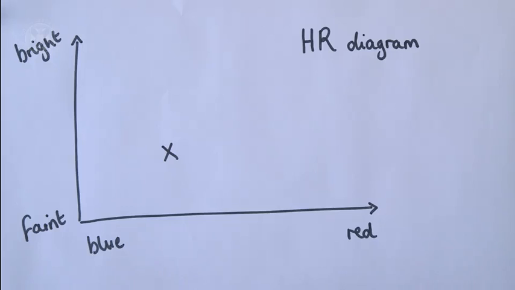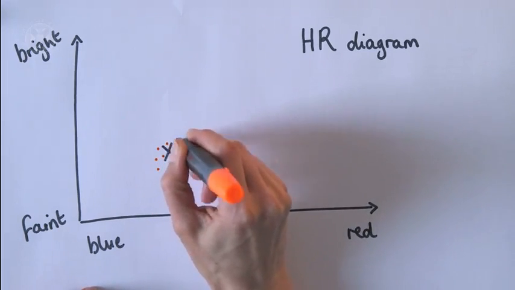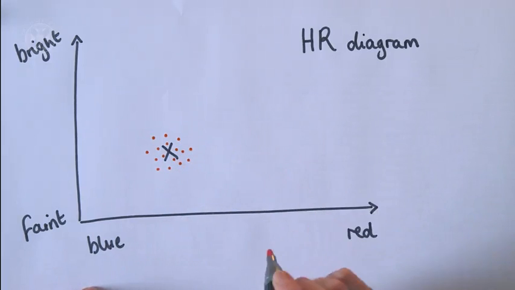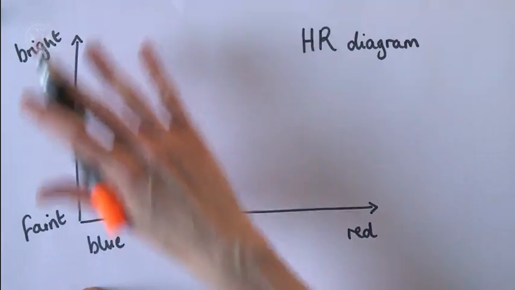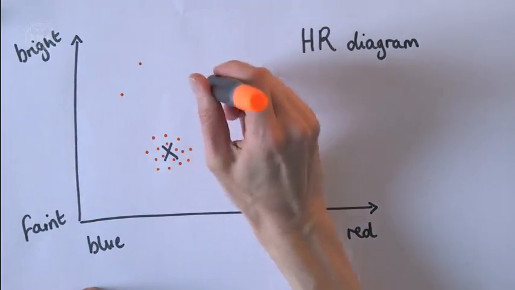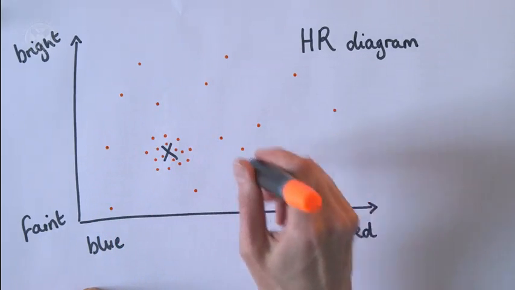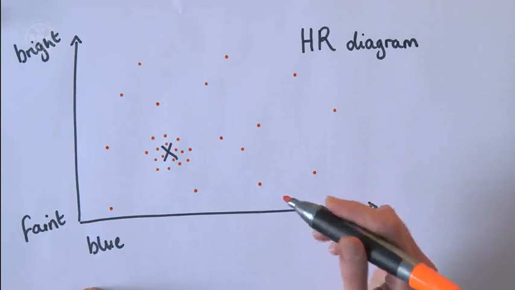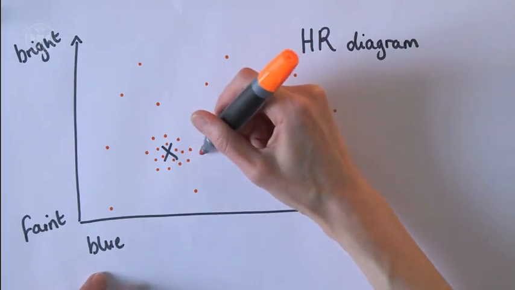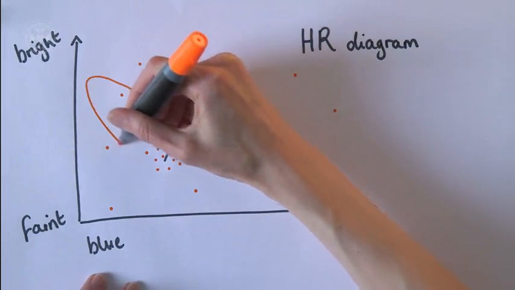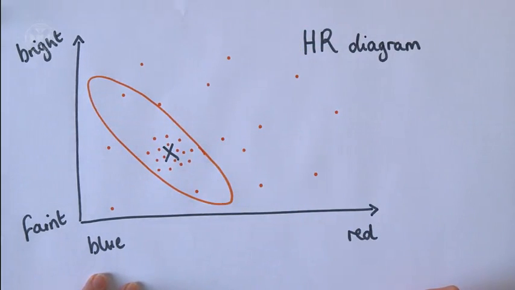Now, are all stars like our Sun, and therefore they'd live here on the diagram? Or maybe stars are just random brightness and random colour, and they just live randomly all over this diagram. Or could it be that there's a preferred combination of brightness and colour, and that we'll find all the stars live along a preferred region in the diagram?